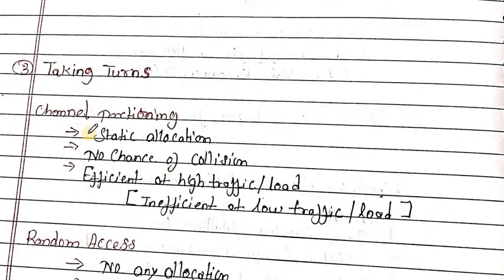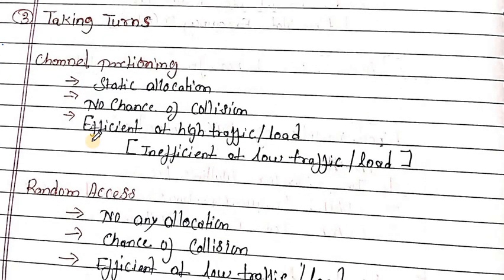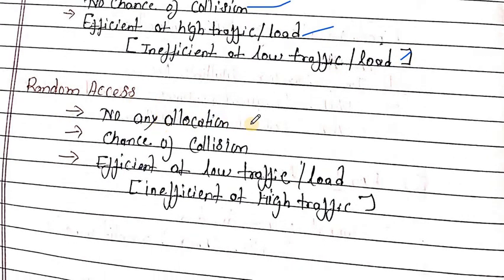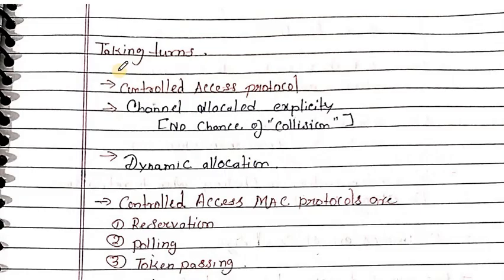Now the comparison. In channel partitioning there is static allocation, no chance of collision, efficient at high traffic load, inefficient at low traffic load. Now random access: no allocation, chance of collision, efficient at low traffic, inefficient at high traffic.